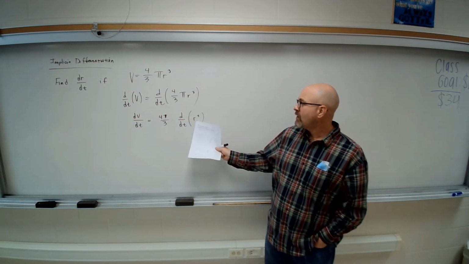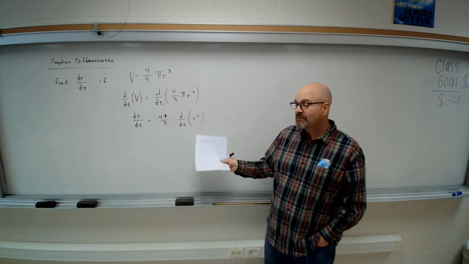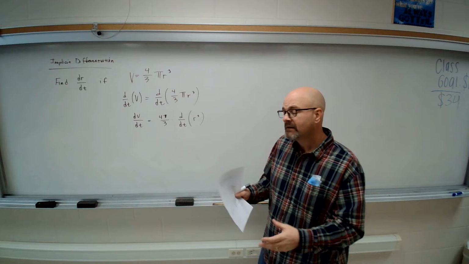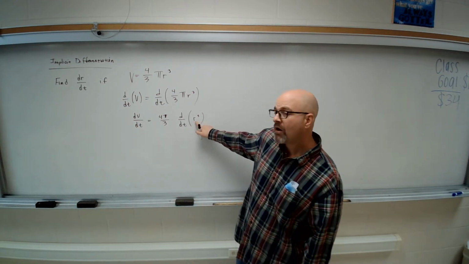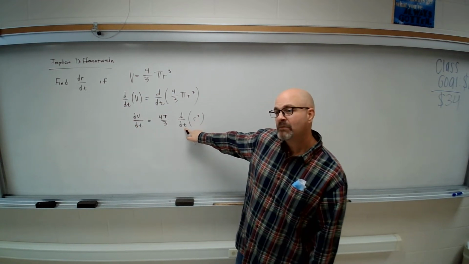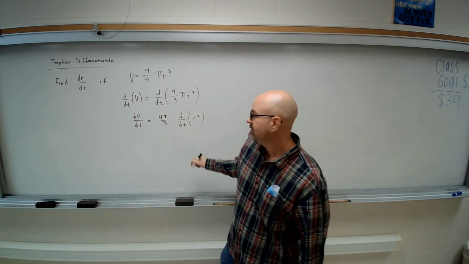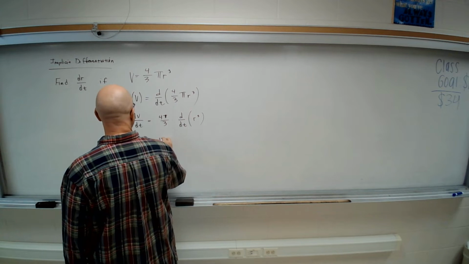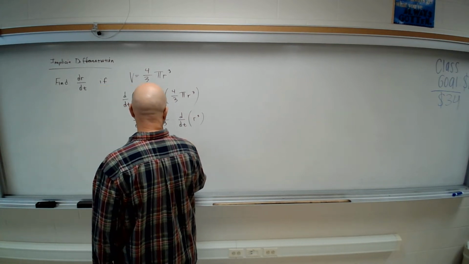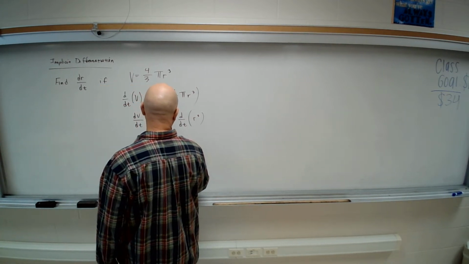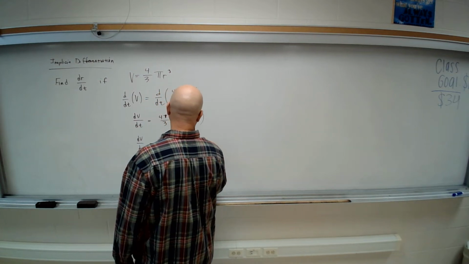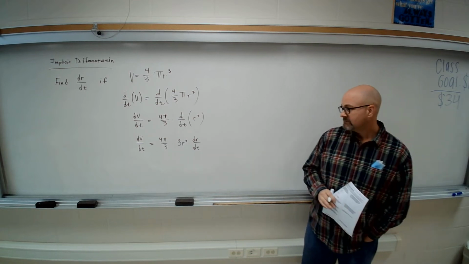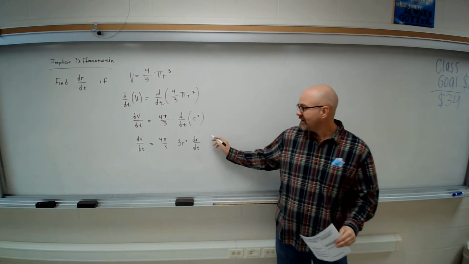The derivative of r cubed with respect to t, well, you take the derivative of r cubed like you would anything else, x cubed, right? So we're going to get 3r squared. But then since the r does not match the variable t, we're going to get a dr dt. So we get dV over dt is 4 pi over 3 times 3r squared times dr over dt. Okay, so that looks pretty good, right? This is what we're trying to solve for.